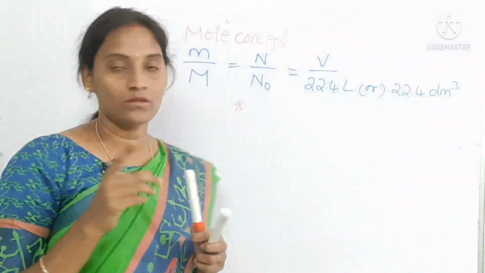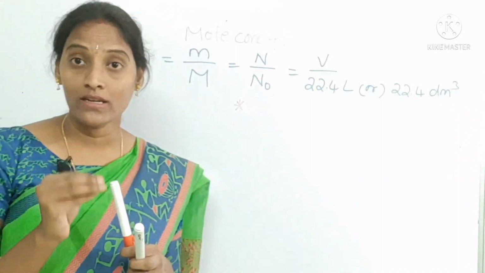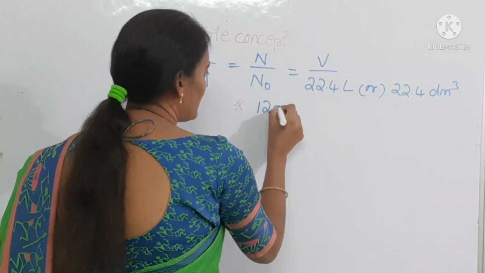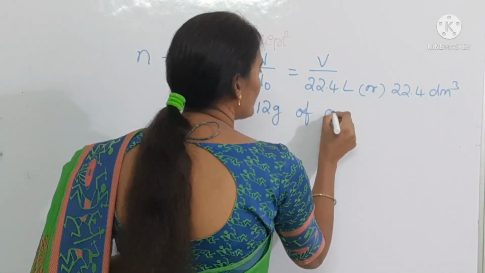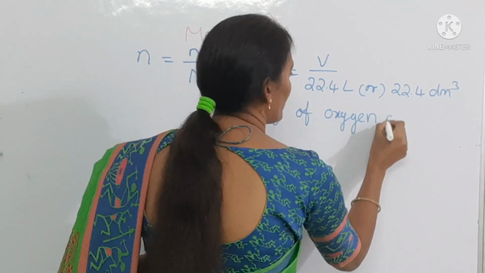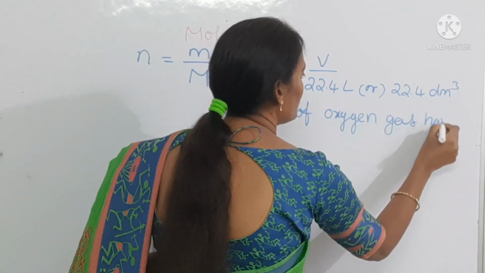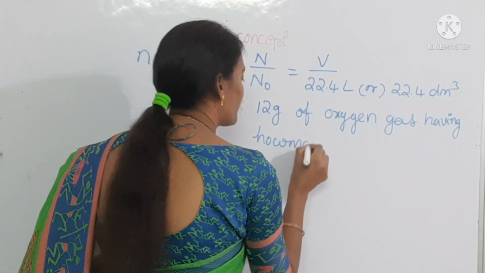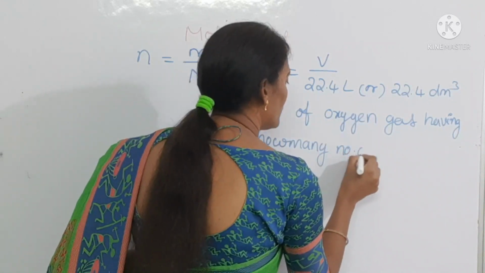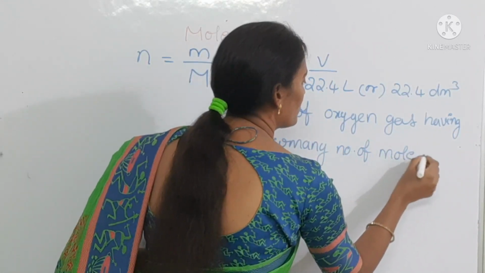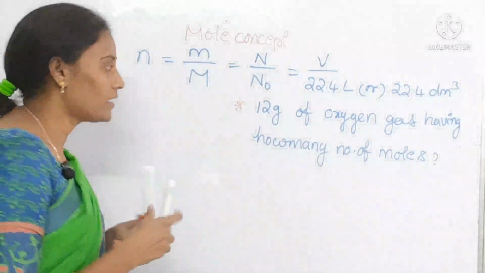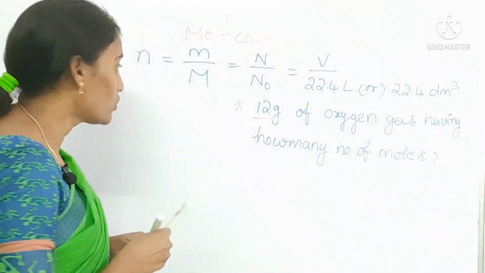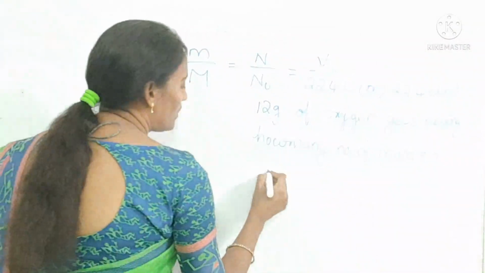What is the mole number present in 12 grams of oxygen gas? 12 grams of oxygen gas has how many moles? For this one, here the weight is given, m is equal to 12 grams. So you can take the first formula, students.